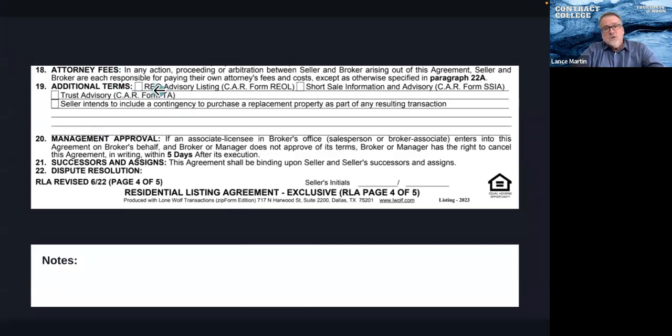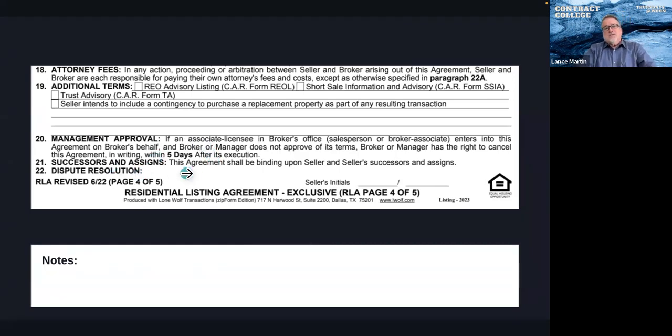Additional terms. Are we using an REO advisory? We will go through every single one of these forms in a subsequent class. Management approval, that's us. So if you're a brand new agent, what this in effect is saying is this listing agreement needs to be approved by Drew or Drake or myself or Paul. I don't know that we've ever said we're canceling the listing. But if you're in a situation where you think, oh my gosh, maybe I've done something I shouldn't, I better get manager's approval, bring it to us before you get the thing signed. No sense in going through all that headache.